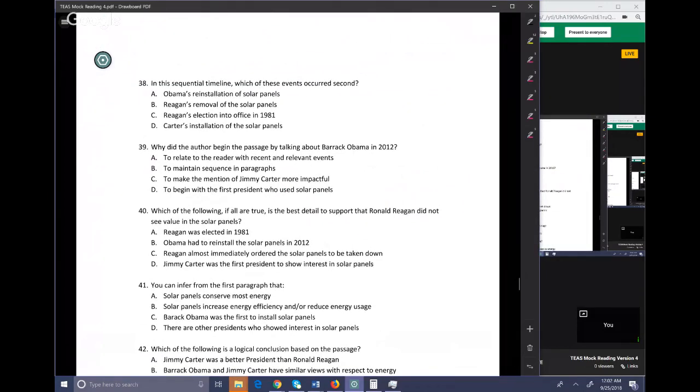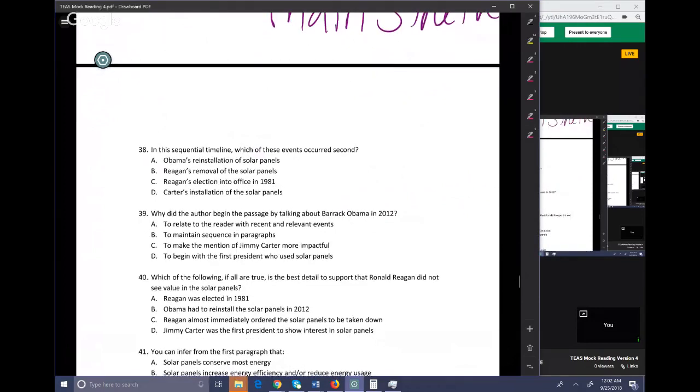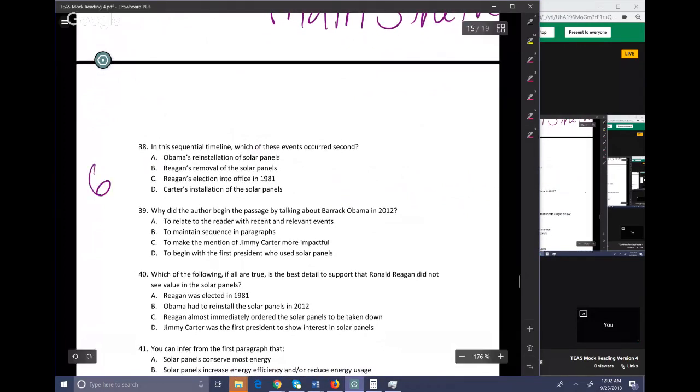In this sequential timeline, which of these events occurred second? This is saying, and this is from 6, in comparison to each other, which event occurred second, and that would be C. So the first event was D, which was Carter's installation of the solar panels. Then Reagan was elected, because before Reagan could have removed the solar panels, he had to have been elected in office. He couldn't have removed them if he wasn't in office. Then Obama reinstalled them. In comparison to the passage, that was also the second event.